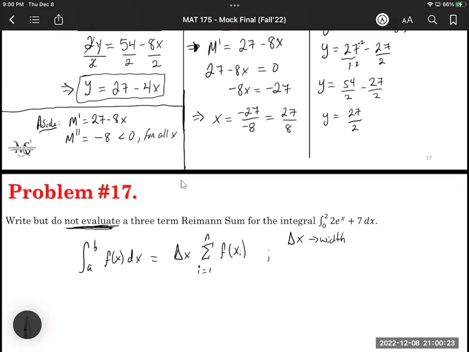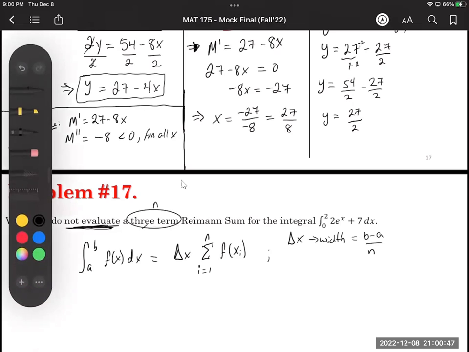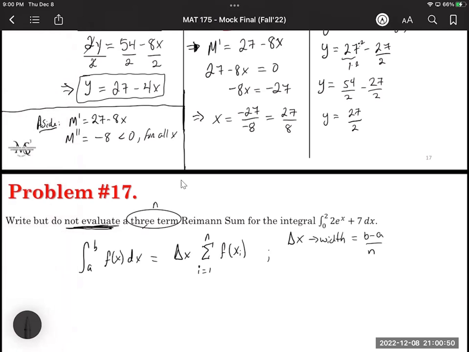And the way that we compute this width, based off of the formula that I wrote out so far, is going to be b minus a, the upper limit of integration minus the lower limit of integration, divided by the number of rectangles. Because I'm writing a 3-term Riemann sum, n has to be 3. Also, the values of b and a are your upper and lower limits of integration. So b has to be 2, and a has to be 0.